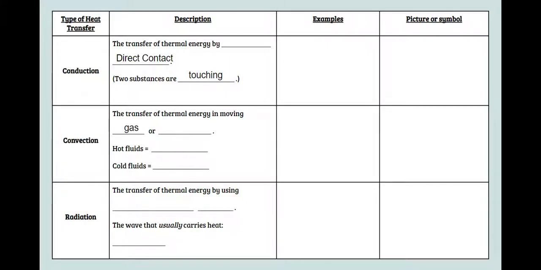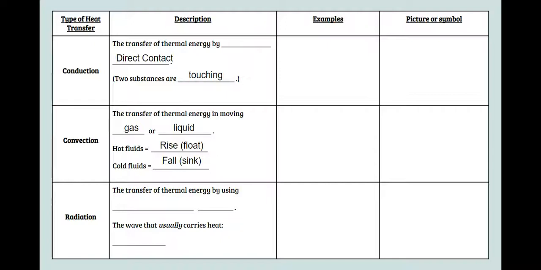Convection is a little bit different. It usually happens in gases or liquids. And when a gas or a liquid starts to heat up, it tends to rise to the top or float to the top. And cold fluids tend to fall or sink to the bottom. So for example, if I was boiling water, the hot water will rise to the top, the cold water will sink to the bottom, and it will create a little cycle. So convection is the transfer of thermal energy in a moving gas or a liquid, and it's a cycle where hot fluids rise, cold fluids sink.